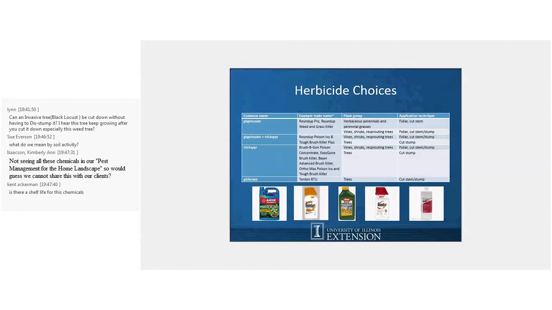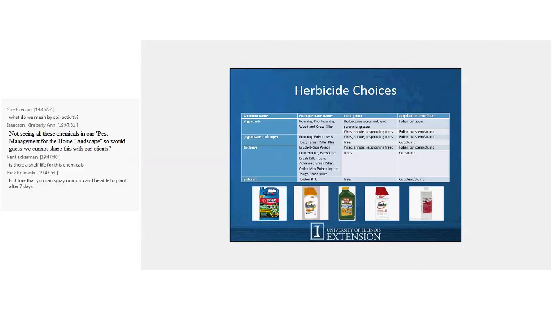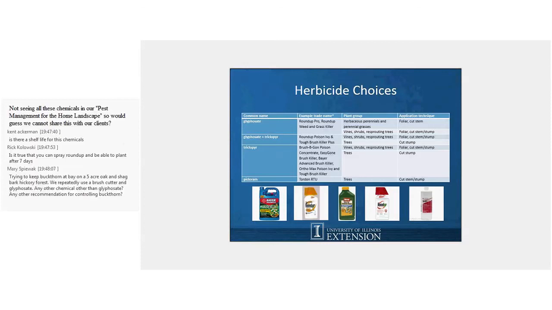This is the back side of that handout, and it covers those products that I just mentioned, at least the one combination. You can see on those trade names in that second column that they're all very similar: Roundup Pro, Roundup Grass and Weed Killer, the Roundup Poison Ivy, and Tough Brush Killer Plus is that combination one. And so again, you have to look at the ingredient statement to see what's in there. And then I've just listed some plant groups that might be used for those products, and then the application techniques that we've discussed.